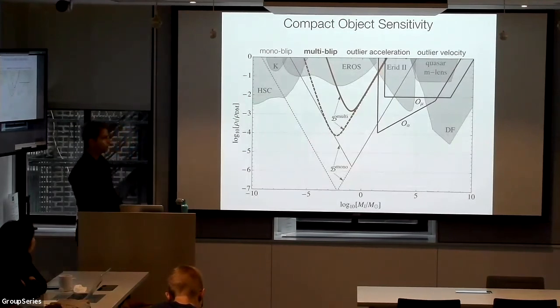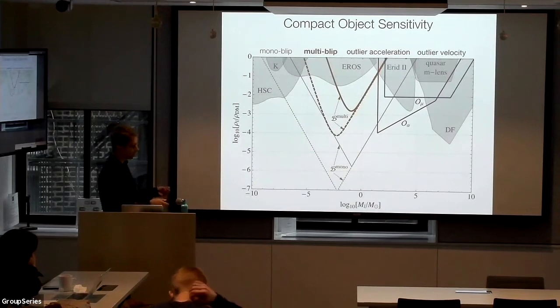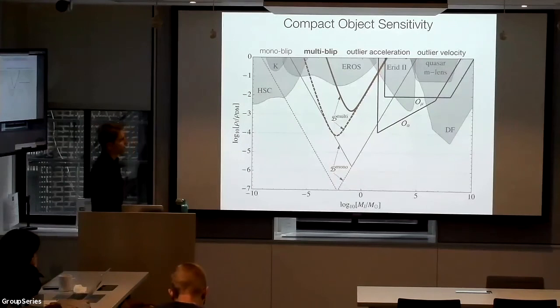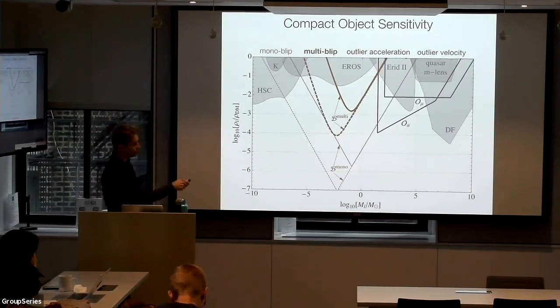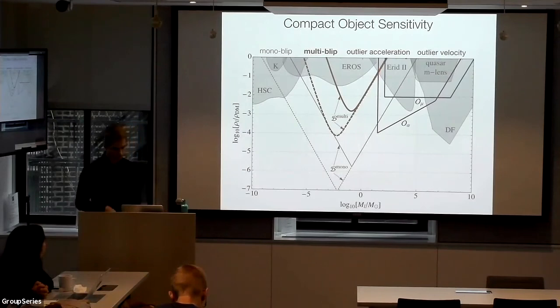You can also look for very compact objects. So here I'm plotting the abundance on a log scale for very compact objects, for example, like primordial black holes, as a function of mass. And using this multi-blip signature, this transient signature, we think we can do at the end of the Gaia mission this triangular wedge here. And with the monoblip method, if we're not plagued by systematics, then we think we can look for very, very tiny fractions of black hole abundances.